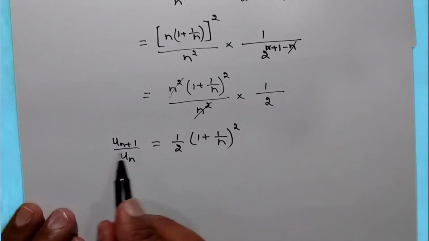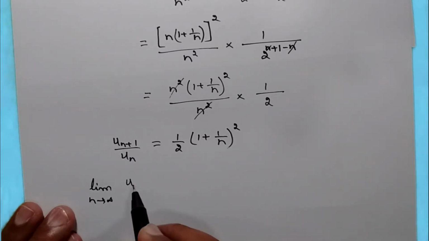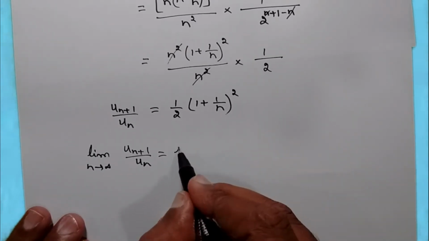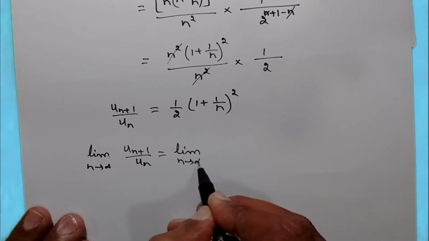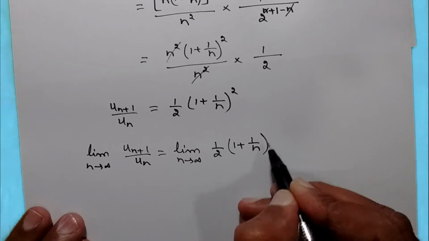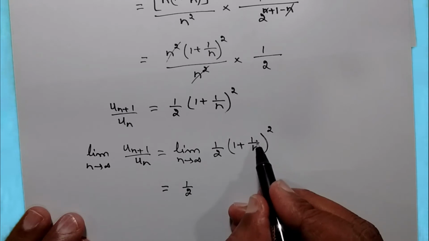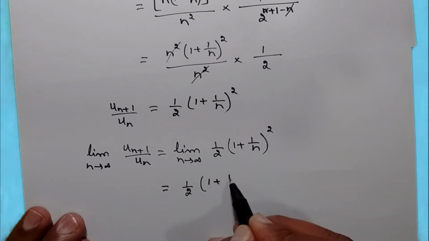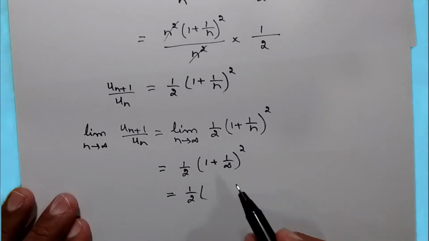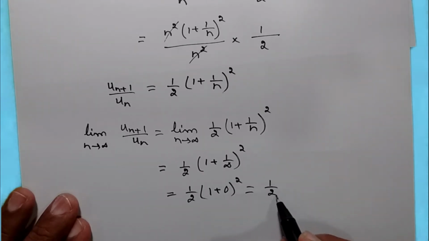Further, in D'Alembert's ratio test, you have to apply the limit. So apply the limit as n tends to infinity, un plus 1 by un. Right hand side also you apply the limit as n tends to infinity, 1 by 2 times (1 plus 1 by n) whole square. So 1 by 2 is a constant, you can apply the limit as n tends to infinity. So 1 plus (1 by infinity) whole square. But 1 by infinity is 0. So (1 plus 0) square is 1 itself. You'll just be getting 1 by 2.